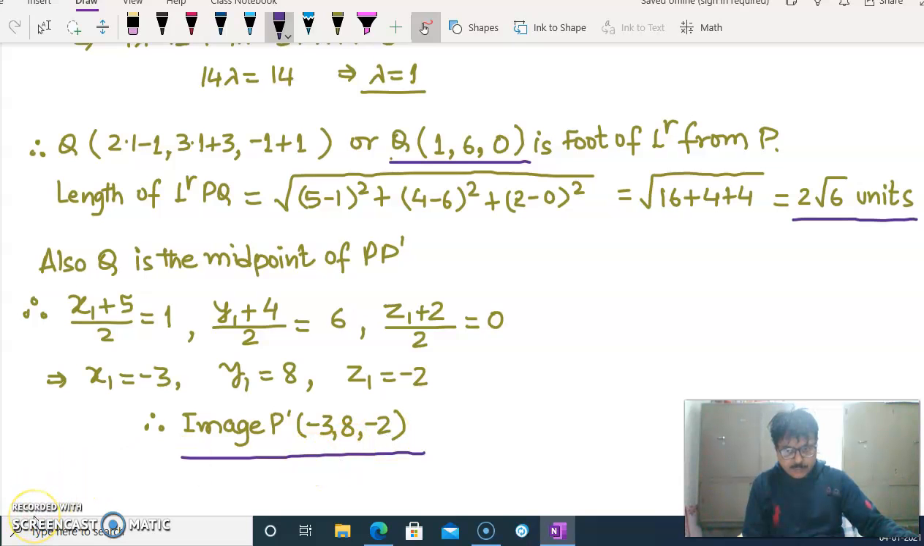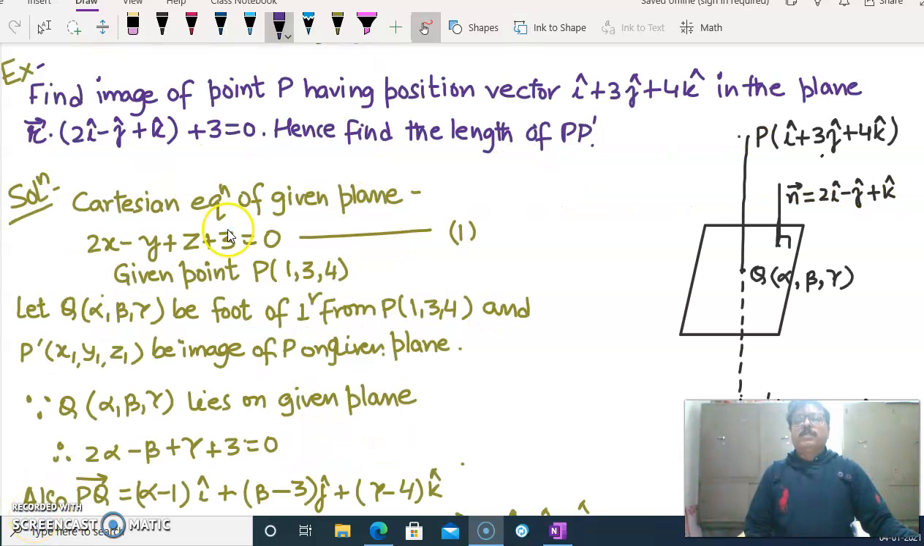It's an important question. So let us take one more example: find the image of point P having position vector i cap + 3j cap + k cap in the plane r dot (2i - j + k) + 3 = 0, and we have to find the length PP dash.